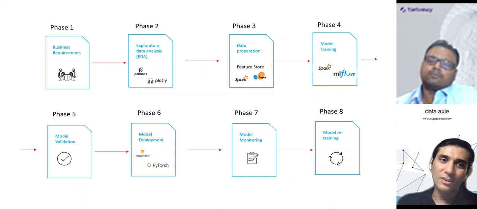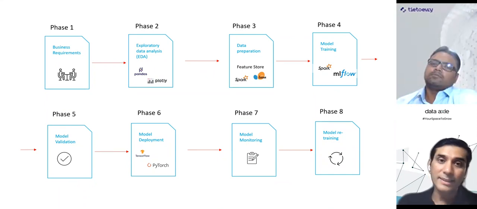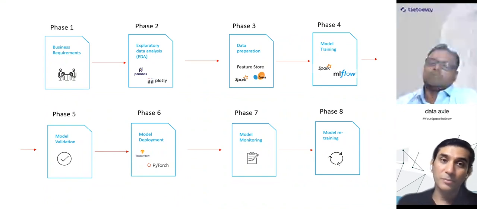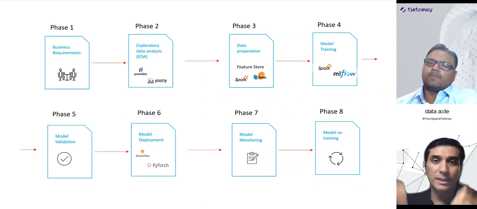An ML model is trained on historical data and needs to be tested on unseen data to check the model stability. The model needs to perform well in the validation stage before we make sure that it's ready for deployment. Stage 6 is our model deployment.